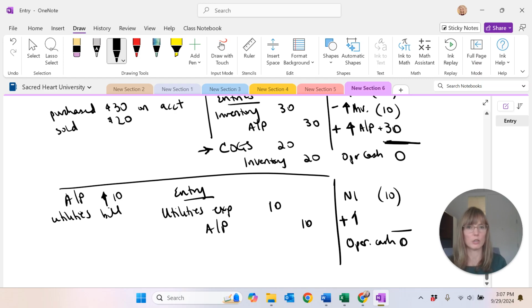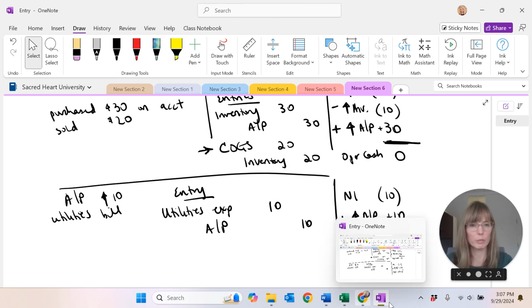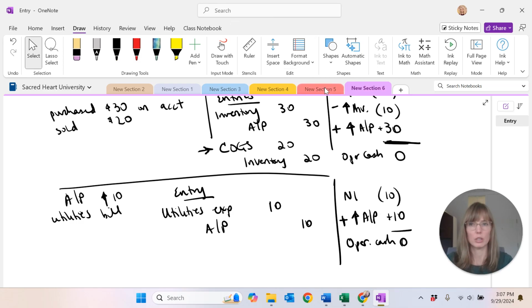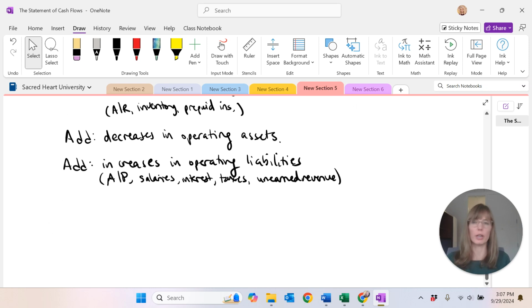We can play around with different numbers, make different situations. I like doing the journal entries because then it helps me to see what happens to the cash, what happens to the income, and that's why there's a reason for the adjustment. Okay, we add the increase in the operating liabilities, and then we do the opposite. We subtract any decreases in operating liabilities.